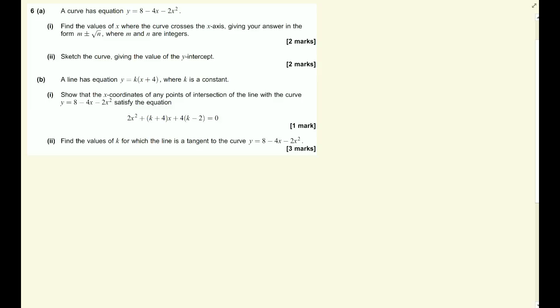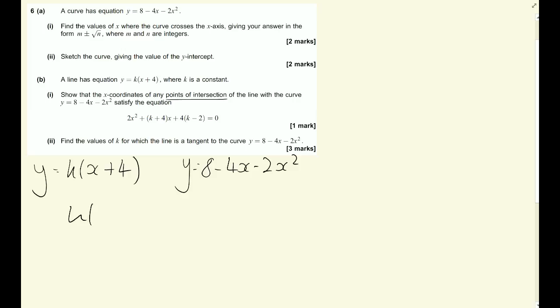Okay, so part B then, we are looking to show the x-coordinates at the points of intersection. So points of intersection is solving simultaneous equations. We've got y equals k lots of x plus 4, and we've got y equals 8 minus 4x minus 2x squared. So they're both equal to y, so we can put them equal to one another. So kx plus 4 equals 8 minus 4x minus 2x squared.